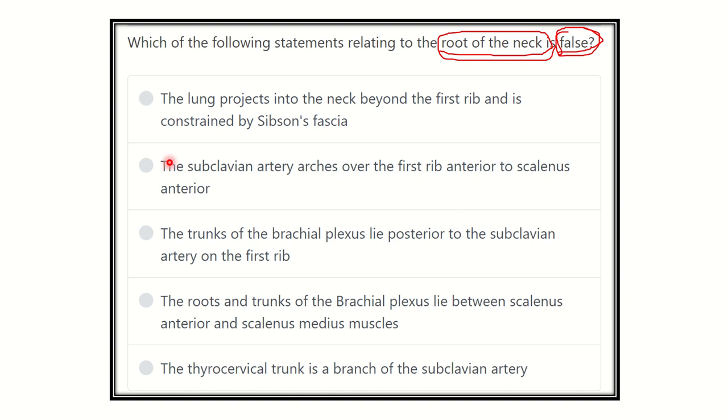So here the options are: the lung projects into the neck beyond the first rib and is contained by Simpson's fascia. The subclavian artery arches over the first rib anterior to scalenus anterior. The trunk of the brachial plexus lies posterior to the subclavian artery on the first rib. The root and trunk of the brachial plexus lies between the scalenus anterior and scalenus medius muscle. The thyrocervical trunk is a branch of the subclavian artery. So we have to find out the false option in this question.